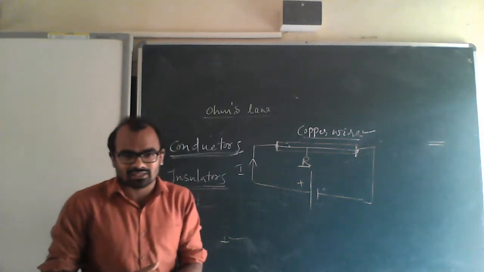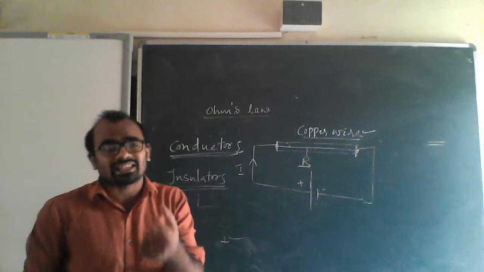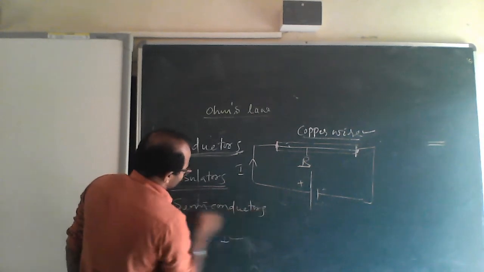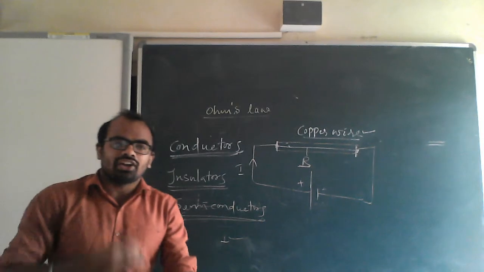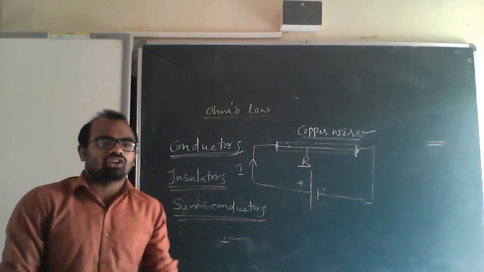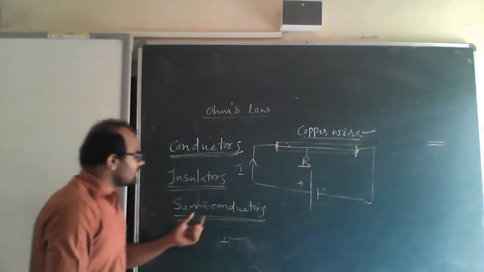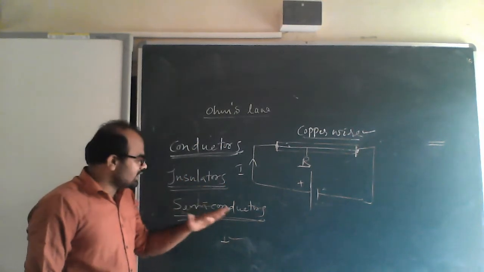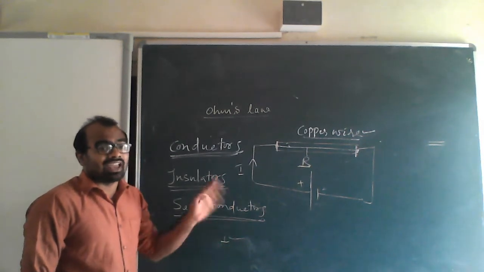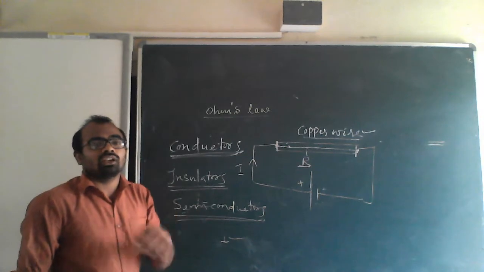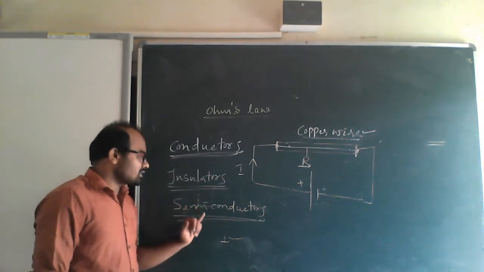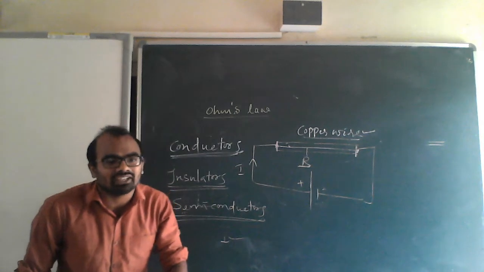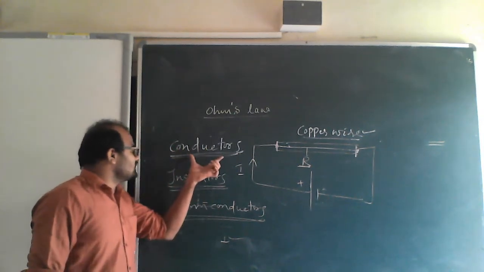For example, glass, paper, plastic are examples of insulators. And the third one is semiconductors. Semiconductors conduct electricity sometimes and do not conduct at other times. Their conductivity is in between conductor and insulator. Here the resistance can be increased or decreased, depending upon the situation of the electric circuit. Semiconductors are those materials whose conductivity is in between conductors and insulators.